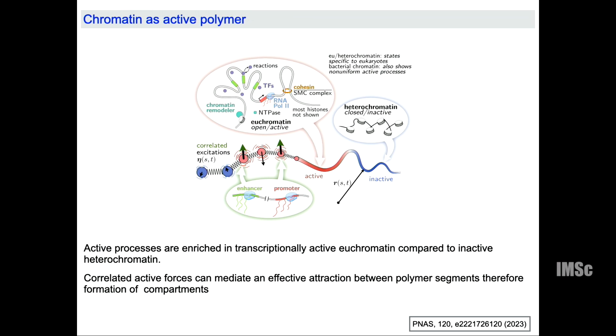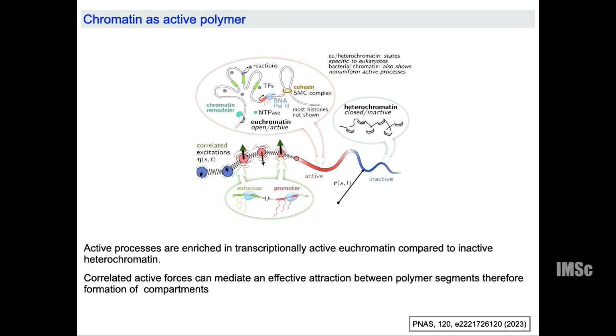This is one example in nature which can be classified as an active polymer. And what do we mean by active polymers? So we have chromatin. Chromatin has all these enzymes and proteins which are doing a lot of different types of work, and therefore they're giving some forces locally to this polymer, and hence it makes it an active polymer. And it is shown that these active processes are different at different parts of the chromatin. For example, euchromatin, which is more open, has more activity than heterochromatin, which is more closed.